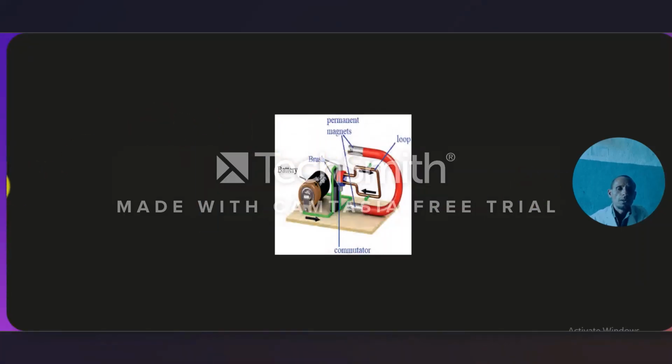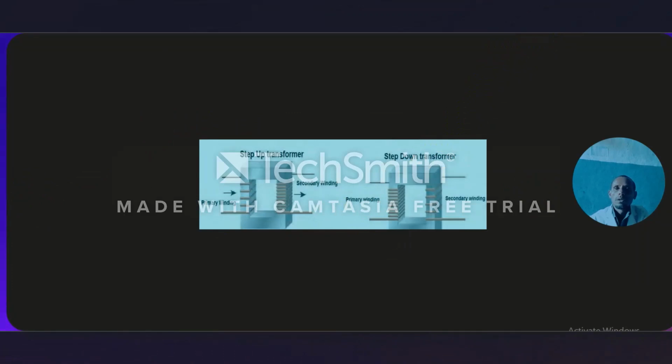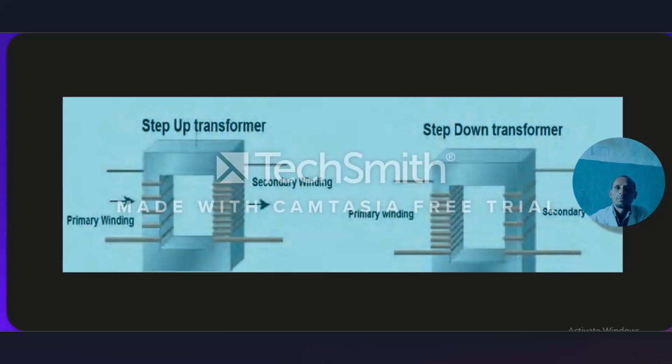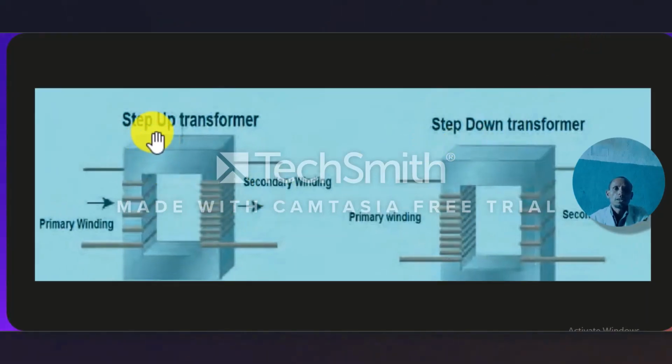Here is the coil. Look, this is indicated as the step up transformer, and this one is the step down transformer. From the given figure, this one is the primary winding or primary coil, and this one is the secondary winding or secondary coil. For this one, there is also a primary winding and a secondary winding.